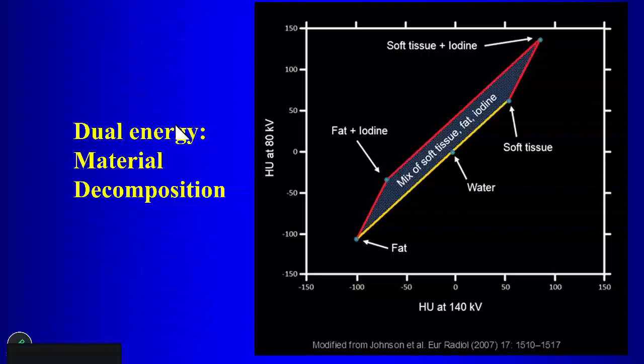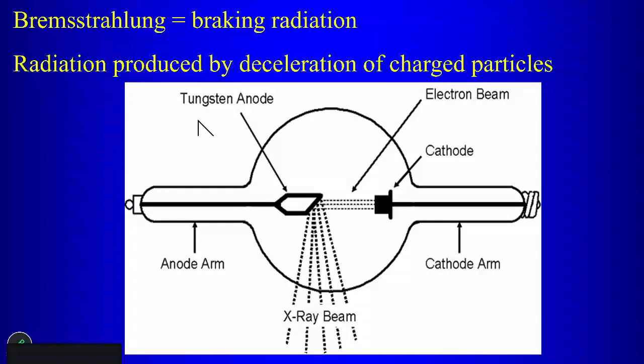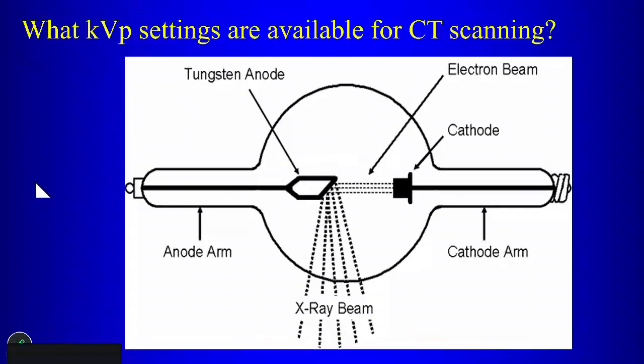Actually, with the alpha scanner, it's a little bit different. It actually counts the energy of the different photons going through the different areas, and then it uses that to differentiate what the different materials are. So that we get the X-ray beam firing these electrons at your target, and that's what gives us the X-ray beam. So the kVp settings available for CT scanners.